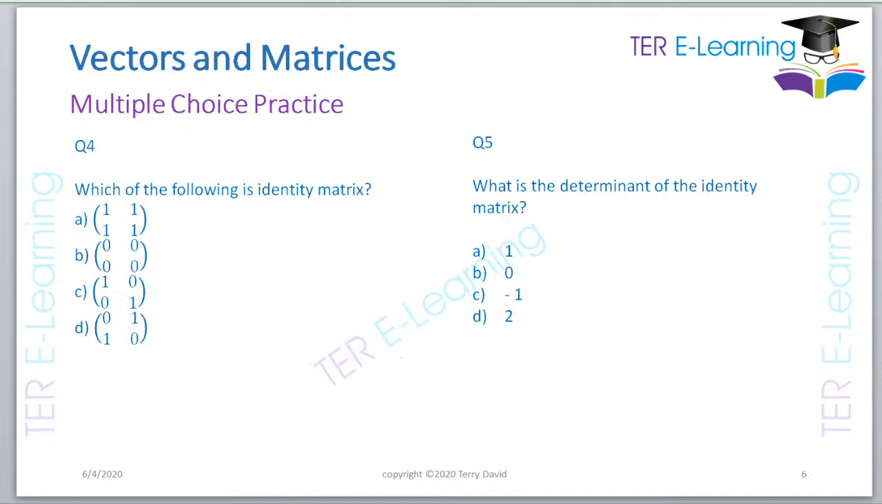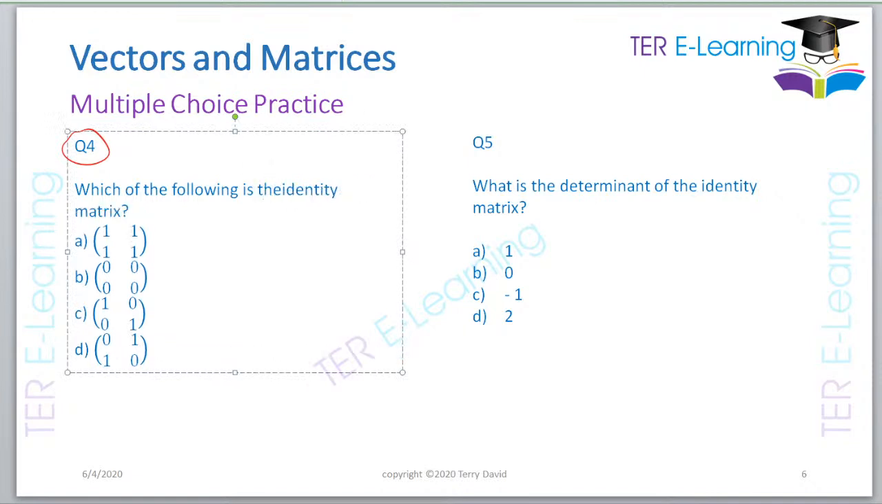All right. So let's look at question 4 here. Question 4 is asking, which of the following is the identity matrix? All right, I've seen Terry saying C. So this is just recall. You all need to know what the identity matrix is. The identity matrix is actually 1 0 0 1, right? So you just need to know that. That is the identity matrix.